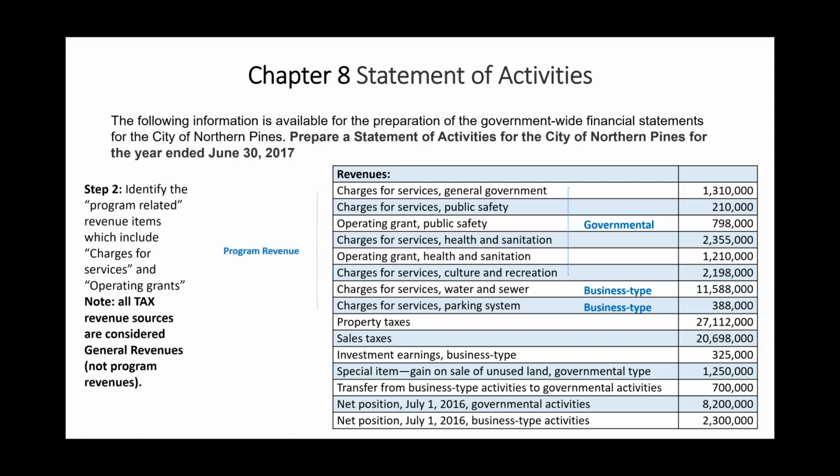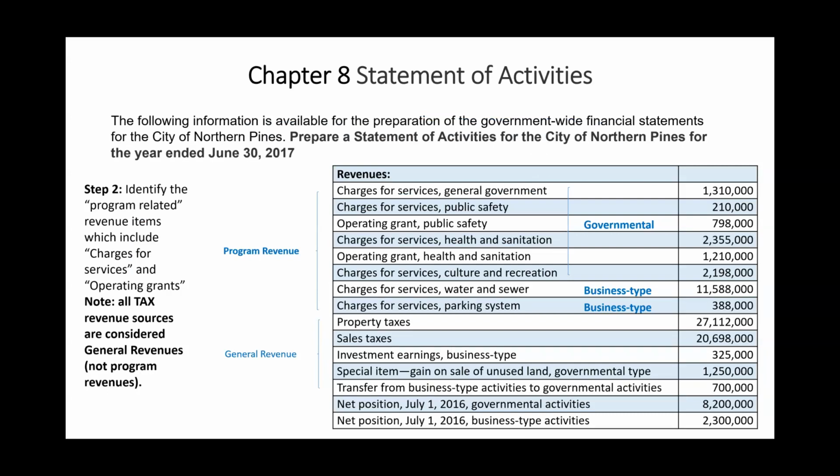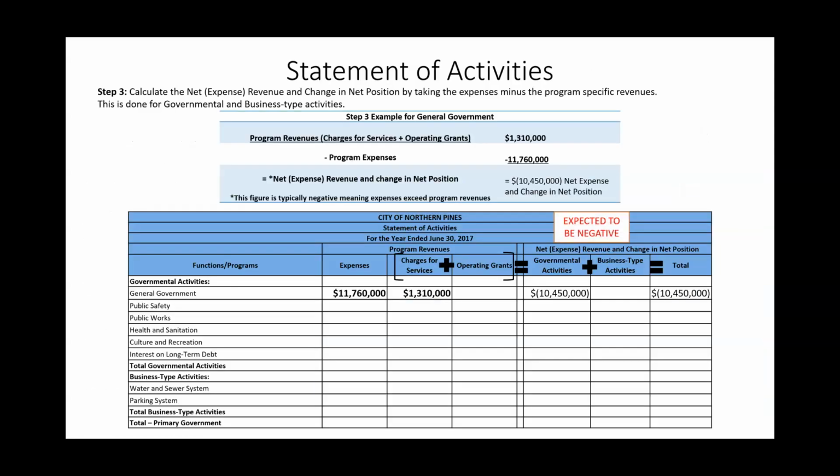So these top ones are all program related. They're charges for services, they're operating grants, right? So those are all going to be program revenues. Everything down here on the bottom, sales taxes, investments and earnings, special items, transfers, those are all going to be general revenue. And then net position obviously is just net position. They're giving us the beginning net position here for both governmental and business type activities. So let's move on and kind of start working through this statement of activities.